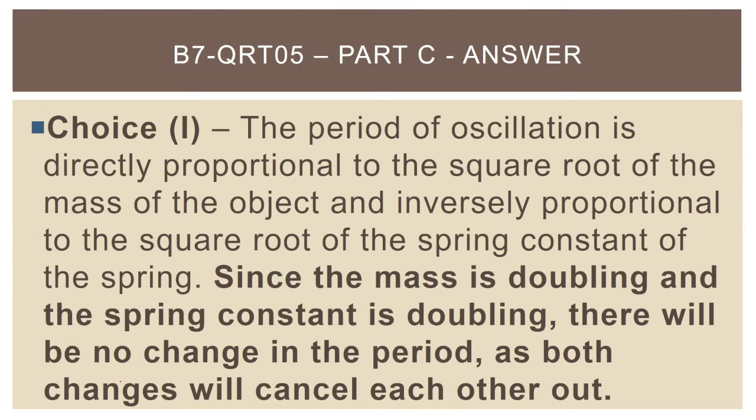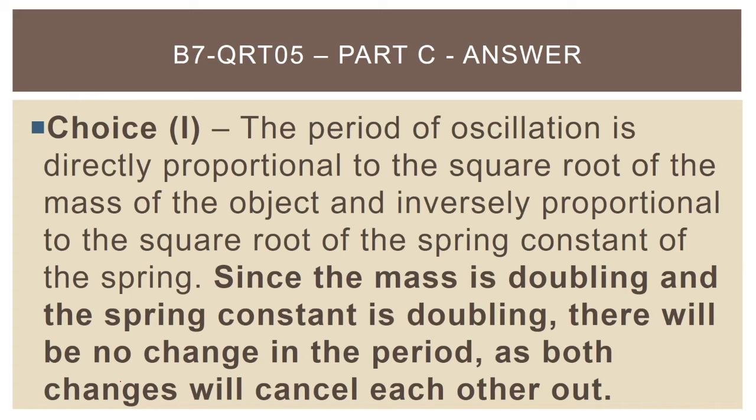And so as I wrote here, choice 1, the period of the oscillation is directly proportional to the square root of the mass and inversely proportional to the square root of the spring constant. Since the mass is doubling and the spring constant is doubling, there will be no change in the period, as both of those changes will cancel each other out.